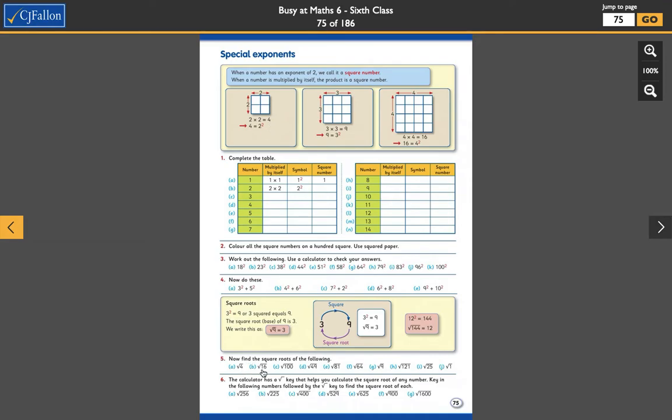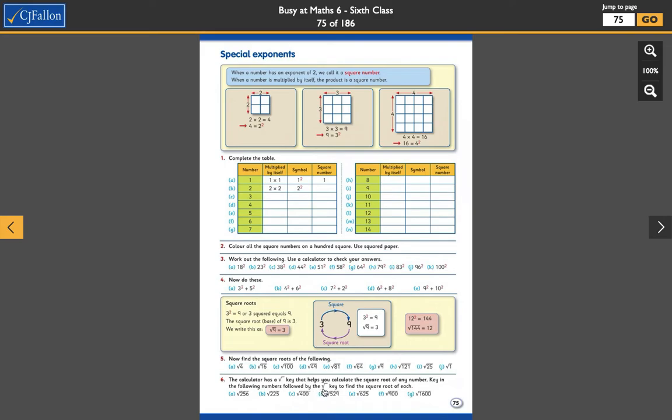What number multiplied by itself gives an answer of 16? 4 multiplied by 4 gives you 16. So the square root of 16 is 4. What number multiplied by itself gives an answer of 100? It's 10. So the square root of 100 is 10. For these ones, these are such large numbers, I wouldn't even know off by heart. You have to use a calculator.